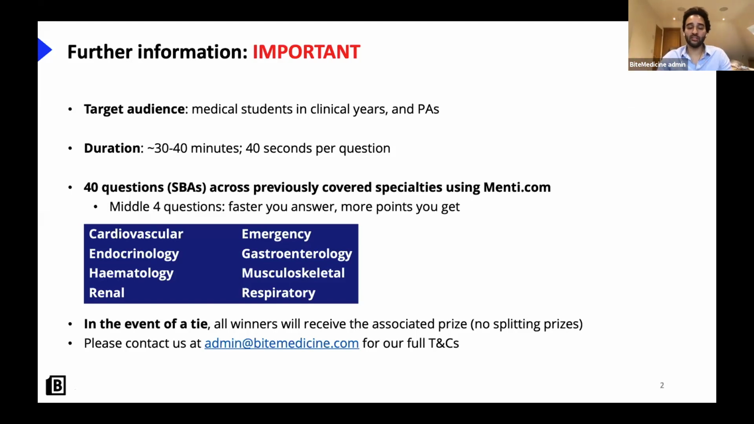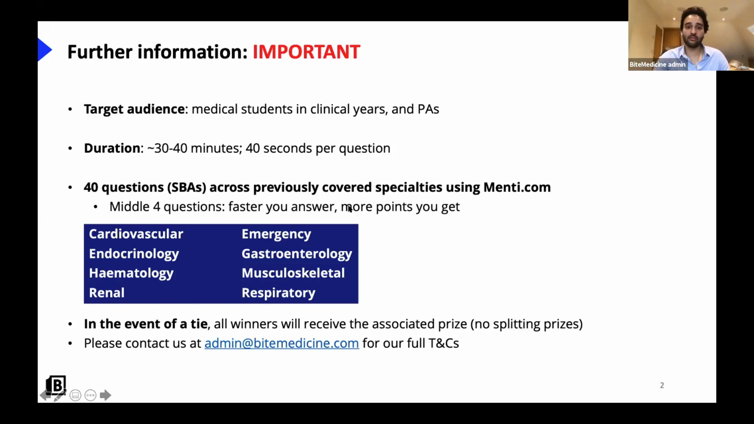Because we didn't want a load of people tying for first place, second place, and third place, right in the middle, there are 4 questions where the faster you answer, the more points you get. But it will be really, really clear which questions those will be. So there are only 4 of those. All the other questions, if you get it right, you get a point. But those middle 4 questions are just to discriminate a little bit further so people don't tie and we don't have to give loads of prizes to hundreds of people.